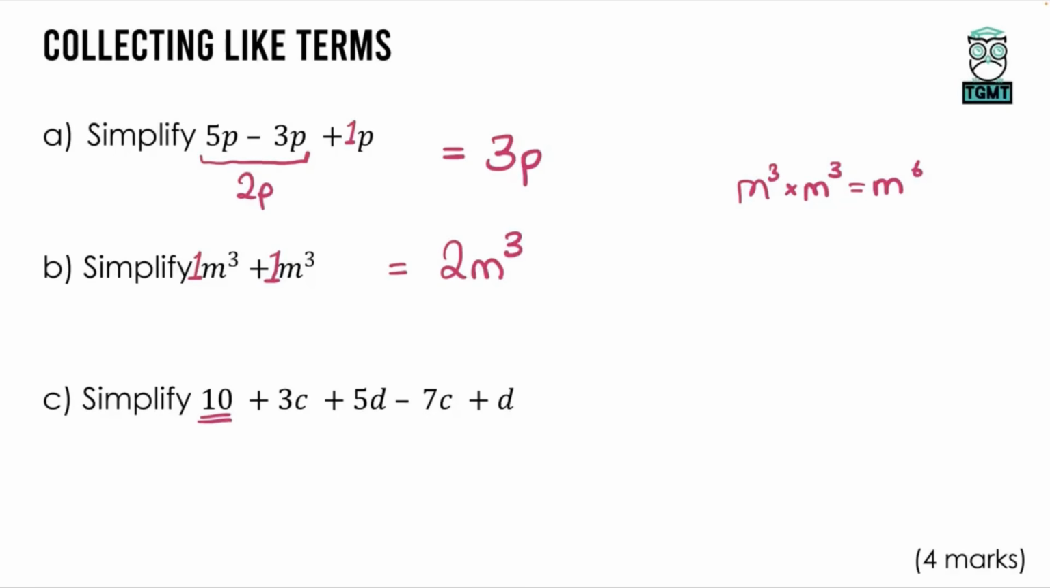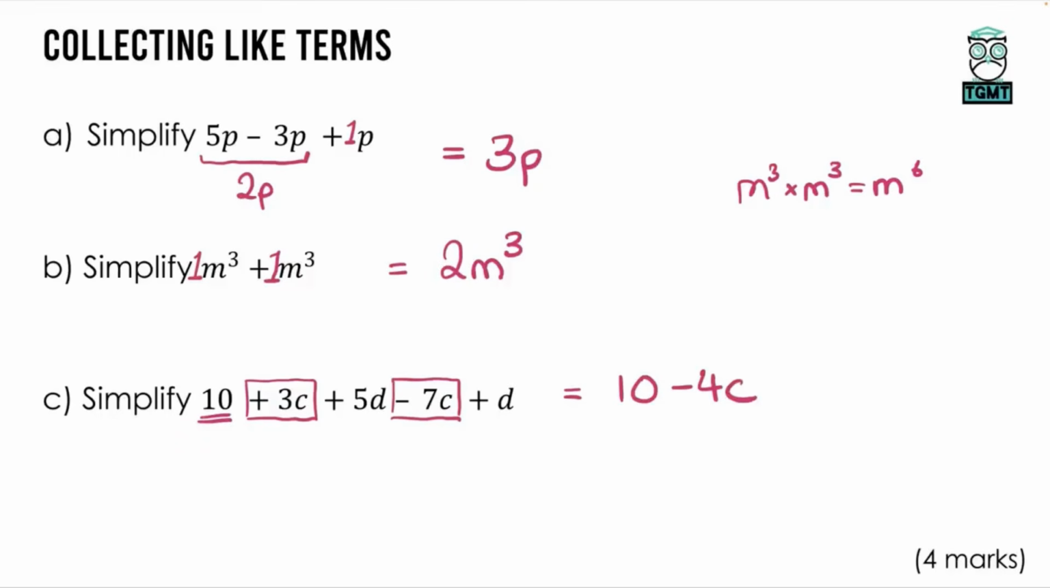So we'll stick with the number, which is going to be 10. We then need to have a look at either the C's or the D's. I'm going to start with the C's as it's written next, and not forget to include that symbol that's written in front of it. So here I have 3C and I have a minus 7C. Now I have a positive and a negative there, so I'm just going to type it in on my calculator. 3 take away 7 is negative 4. So that leaves me with negative 4C.